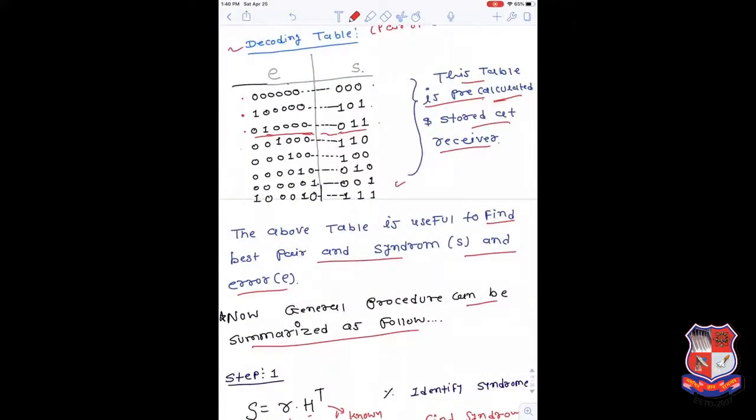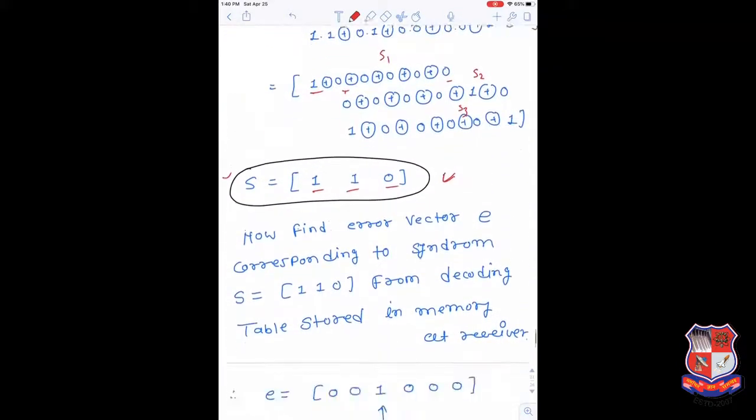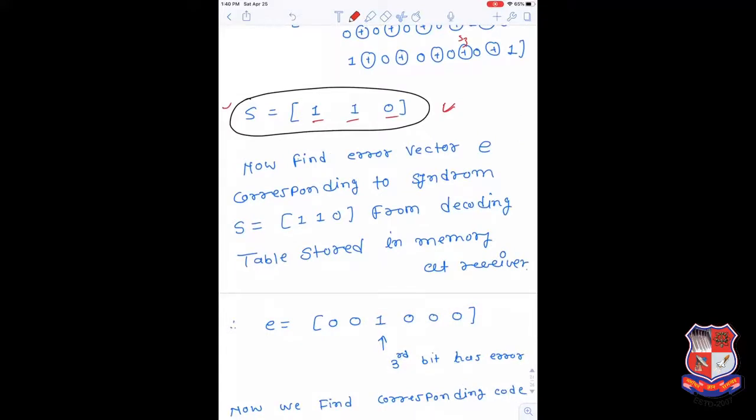So here this is 110. You can see this one. This is 110. And what is the error for this particular 110? It is 001000. So the error is identified as 001000. It means the first bit has no error, the second bit has no error, there is a third bit, a fourth bit, a fifth bit, and a sixth bit. It means only the third bit of the code word is in error.